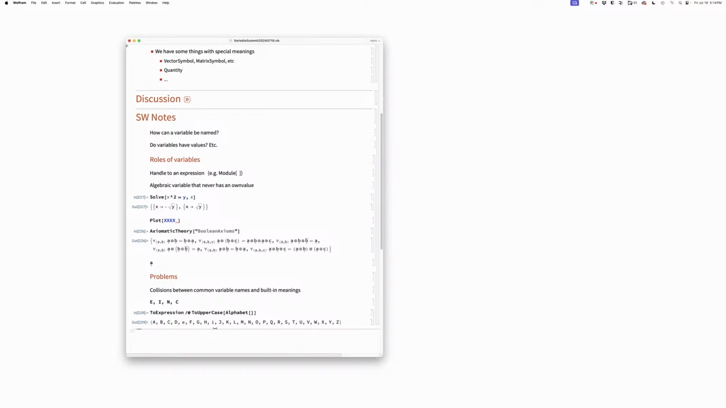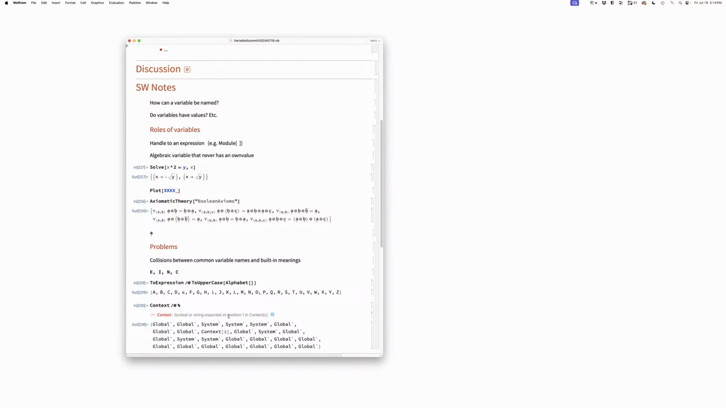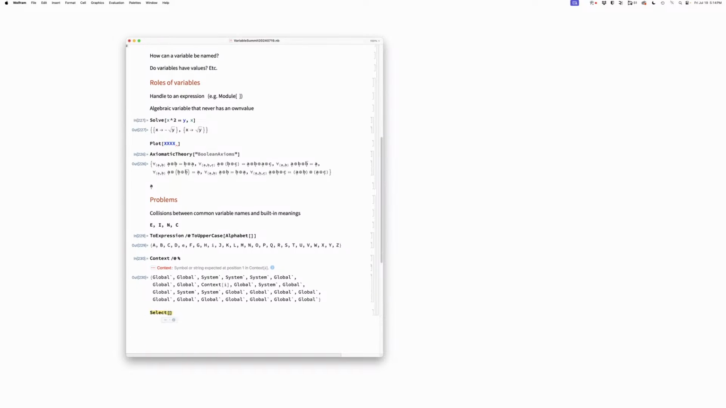You might just map Context across those symbols. Yeah, that's what I was going to suggest. Map Context across those symbols. So C, D, E. Well, let's just select in this. What's going on with I? I don't know. It evaluated to Complex[0, 1], so it's not a symbol, so it doesn't have a context. Makes sense.